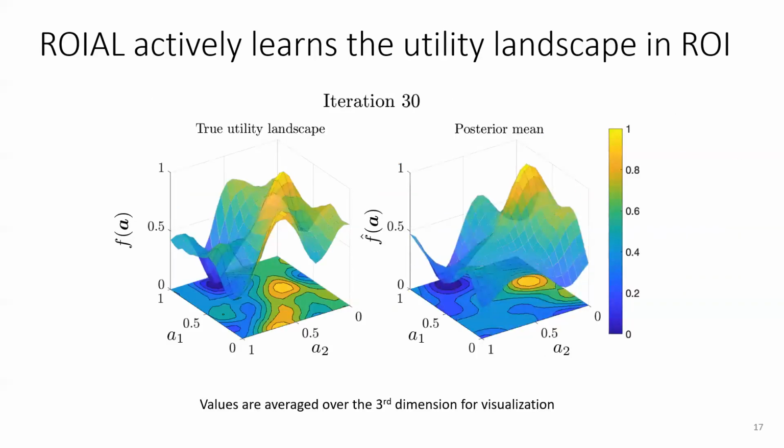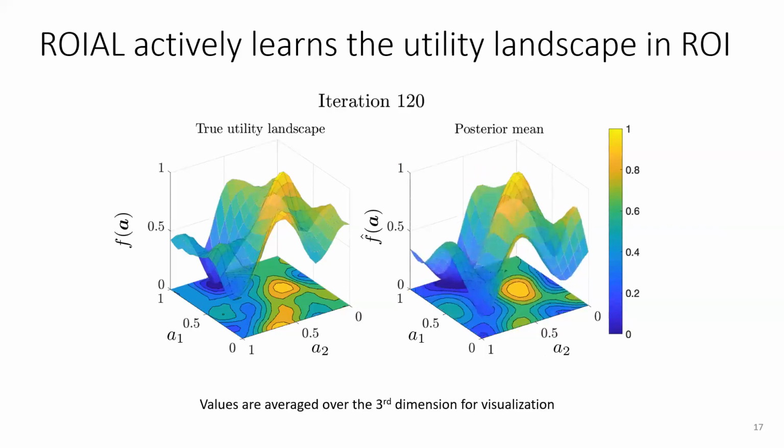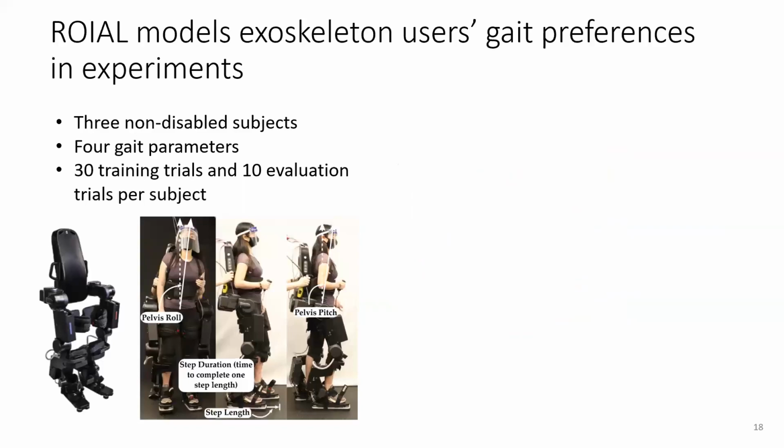Here are simulation results with 3-dimensional functions. ROIAL successfully captures the region of interest and learns the utility landscape more accurately as the number of learning iterations increases. We deploy the algorithm on the lower body exoskeleton Exo to learn 3 non-disabled users' preference landscapes over 4 gait parameters: step length, step duration, pelvis roll, and pelvis pitch.